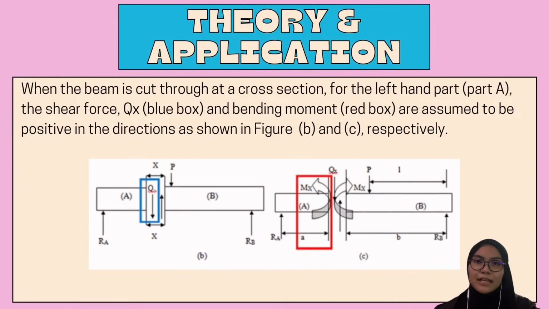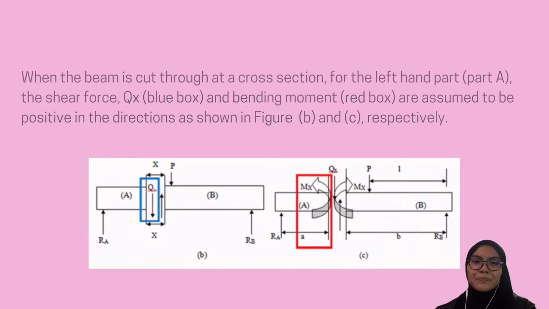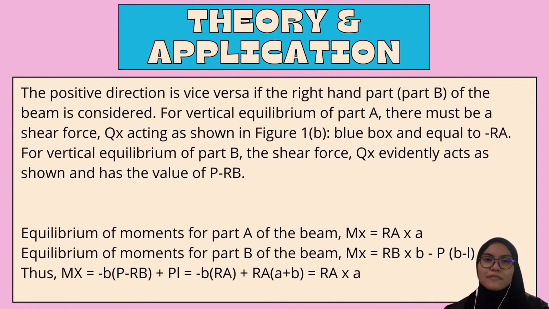When the beam is cut through a cross-section, for the left-hand part, in part A, the shear force Qx in the blue box and the bending moment in the red box are assumed to be positive in the directions as shown in figure B and C respectively. This positive direction is vice versa if the right-hand part in part B of the beam is considered.